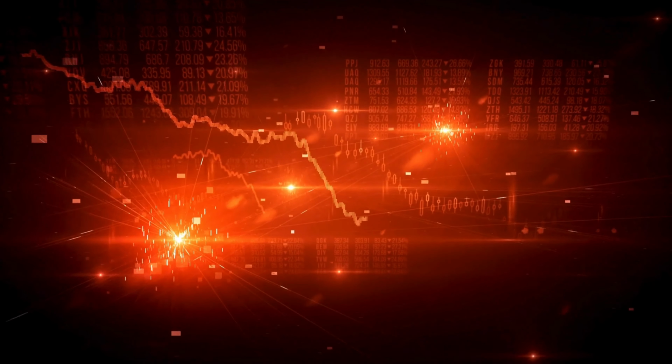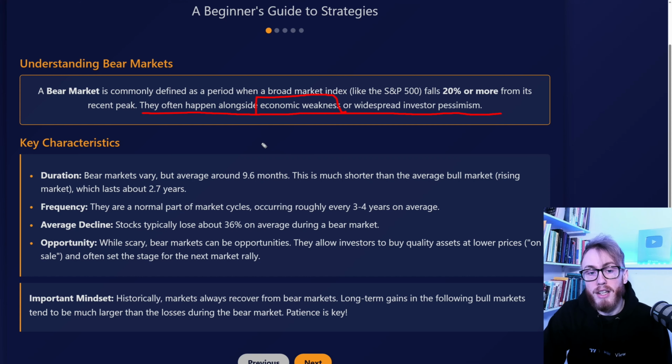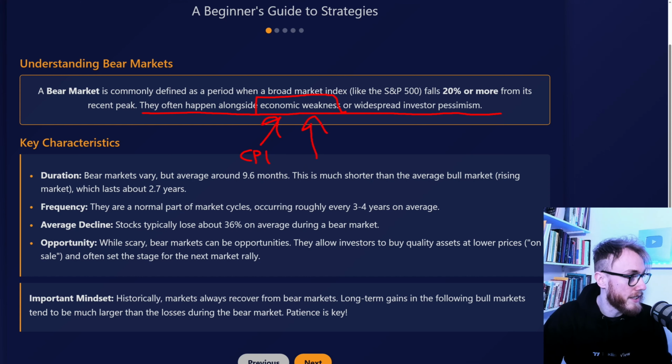bear market happens. And another important thing to mention here is that bear markets often happen together with other kinds of economic weakness as well. So you can look at things like inflation, CPI. You can look at things like employment and other macroeconomic factors.